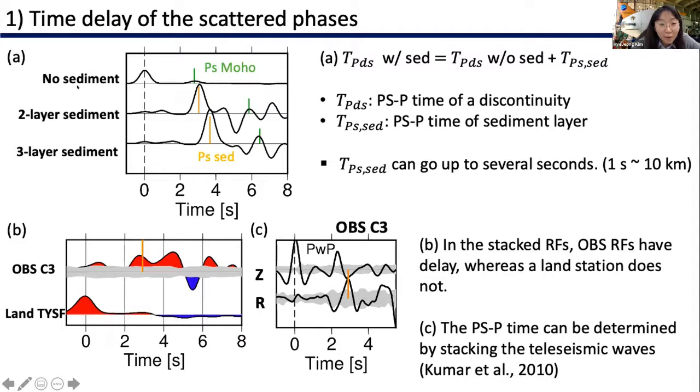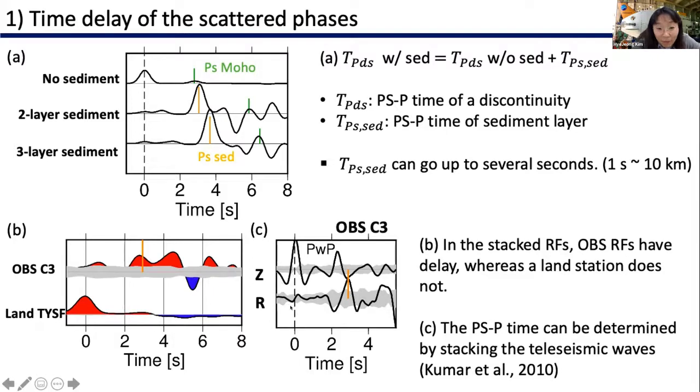Our data shows this time delay in stacked receiver functions in B, where you can compare the OBS receiver function stack and a land station receiver function stack. In the land receiver function stack, the positive strong peak is located at zero time, whereas in the OBS stack, it is not. The time delay can be estimated using teleseismic waveforms by aligning them with the first positive peak in the vertical component and stacking them after normalizing.